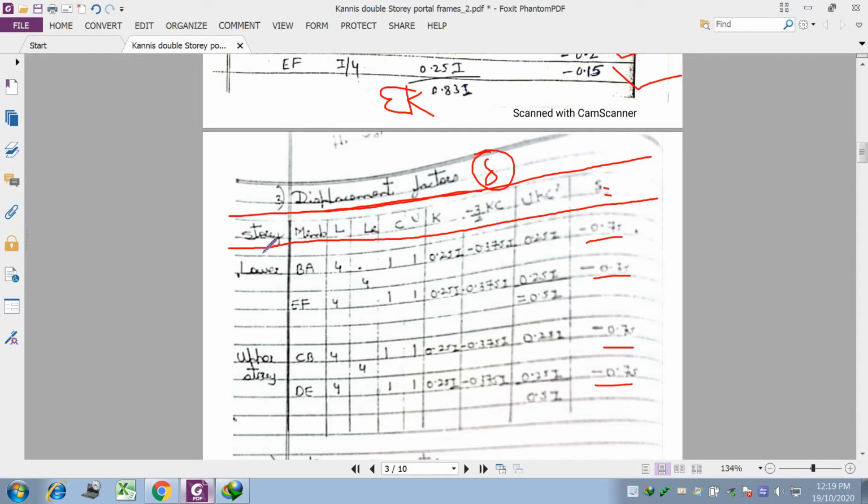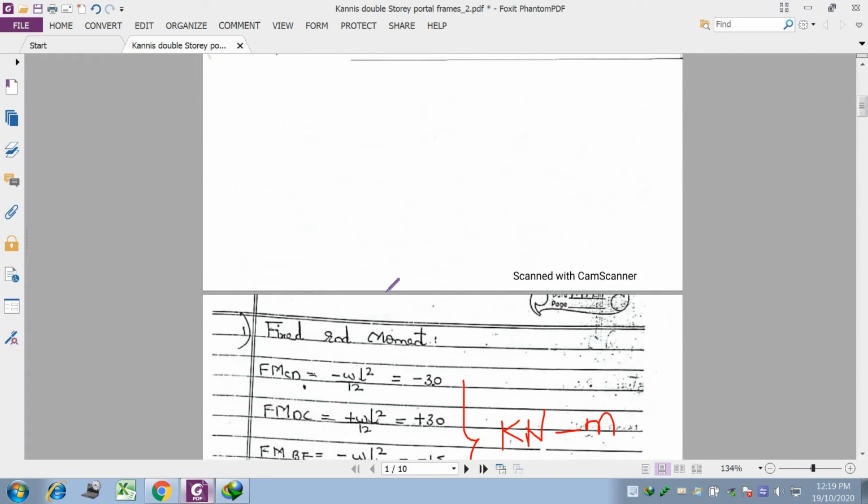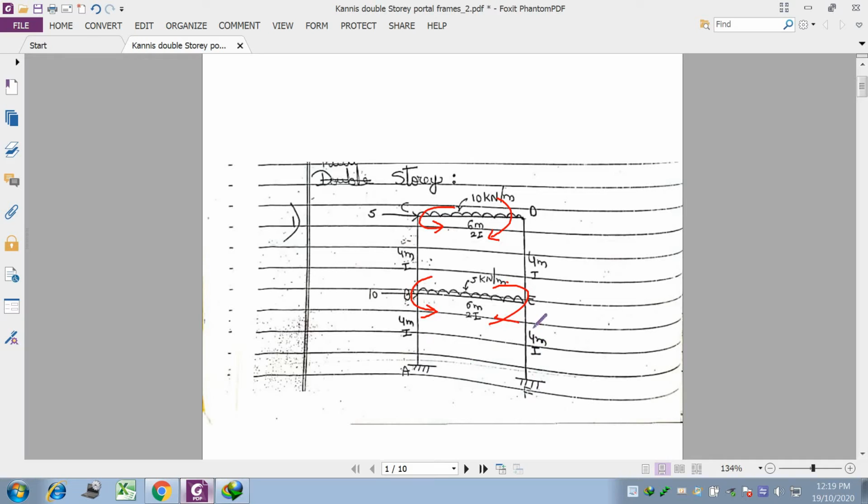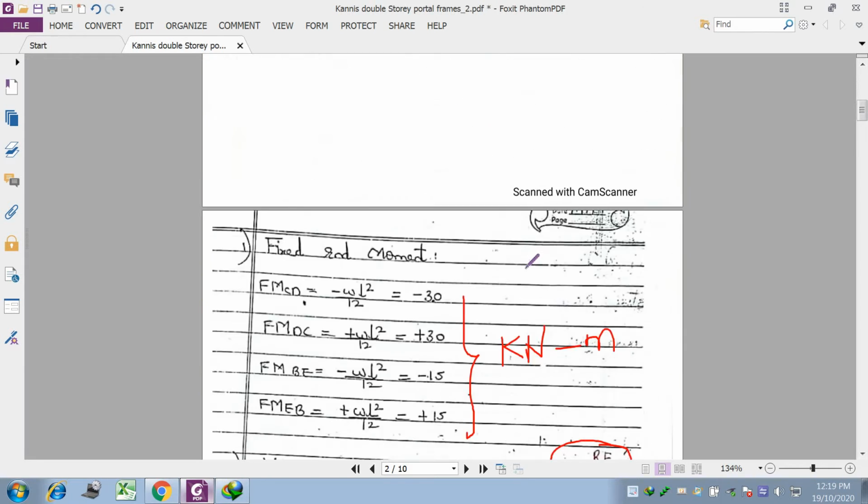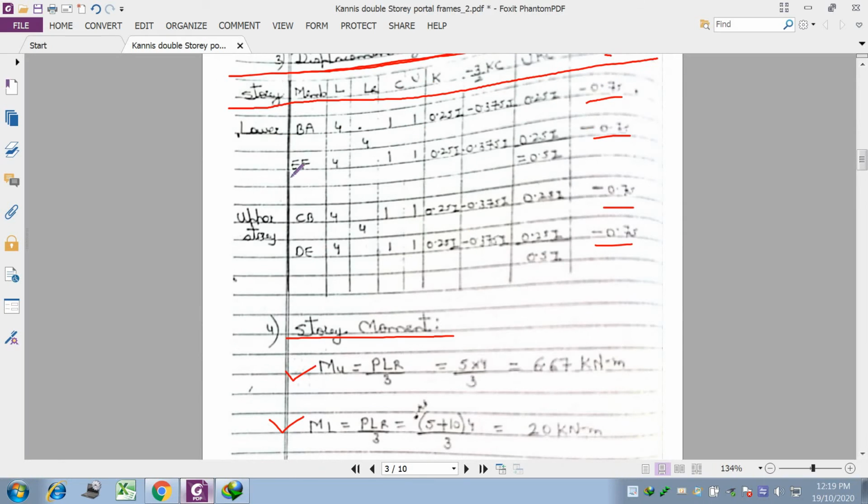Okay, so in the lower story two members are connected, BA and EF. If you see the diagram, BA and EF are the two column members connected to the lower story. Similarly, at the upper story CD and DE are connected. So we have to use these members with respect to this story.